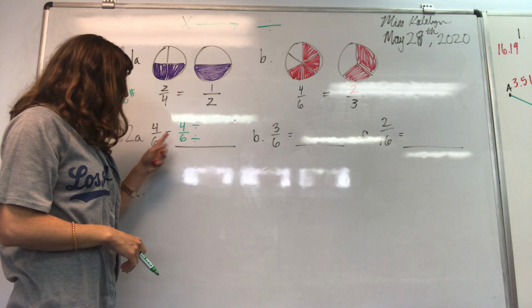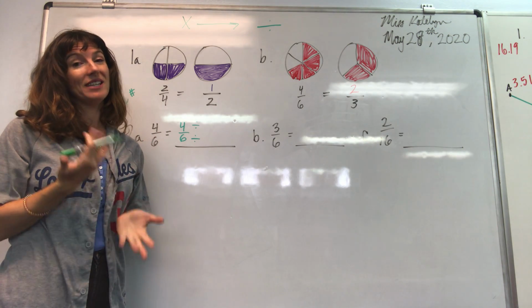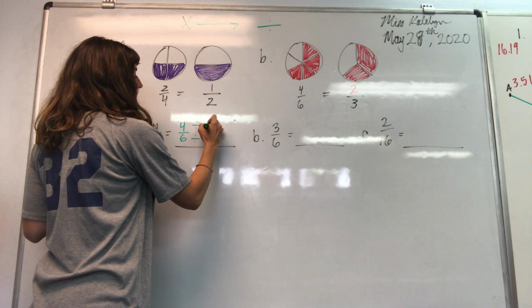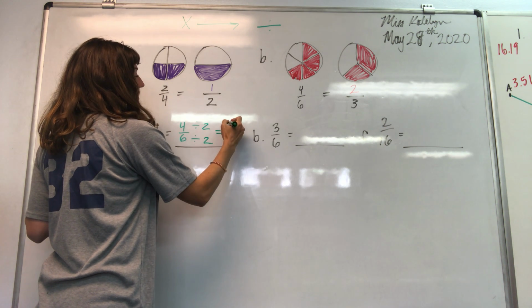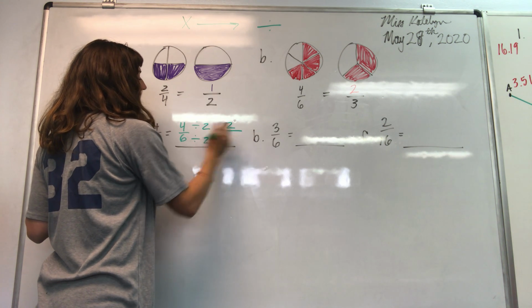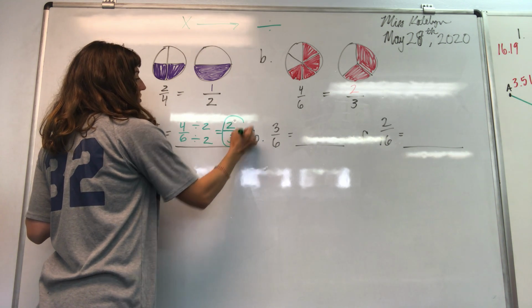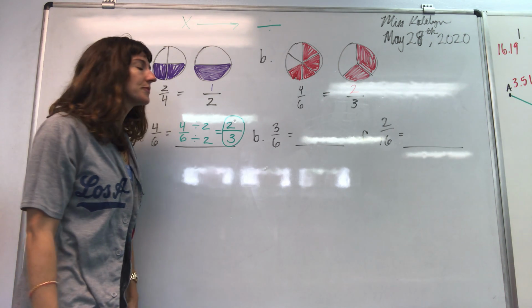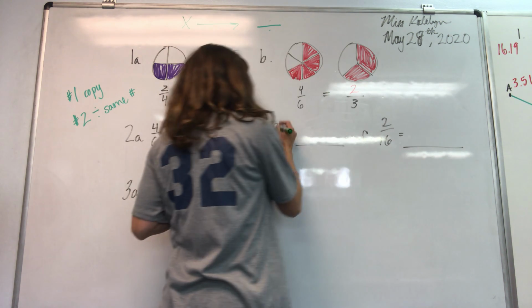4 and 6 are both divisible by 2, okay? All even numbers are divisible by 2. So we're going to divide the top and the bottom both by 2, and we're going to get 4 divided by 2 is 2, and 6 divided by 2 is 3. And then we're going to circle our final answer because we are awesome elite geniuses that help other people. Okay. Step number 1, copy 3/6.